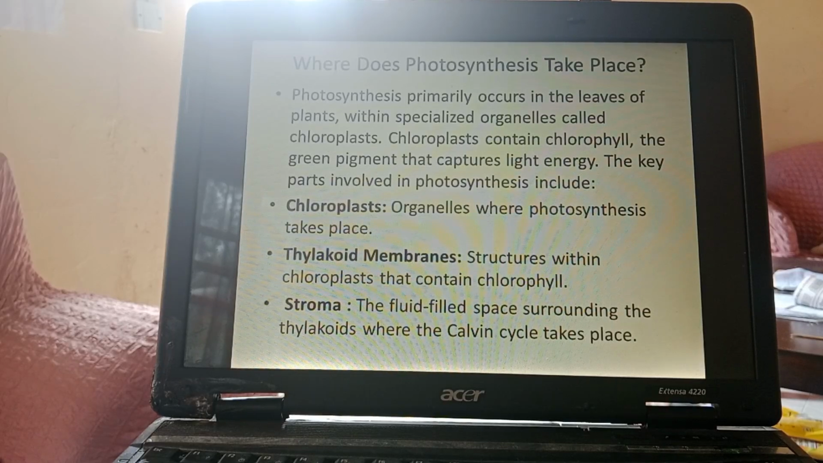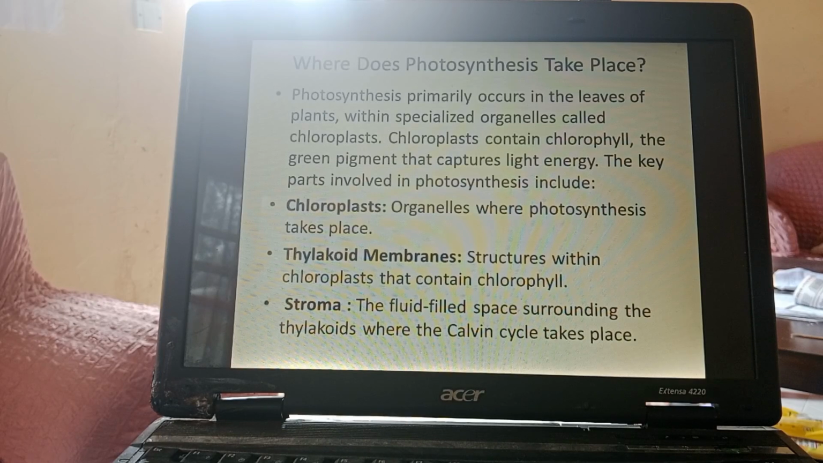Where does photosynthesis take place? Photosynthesis primarily occurs in the leaves. There is a video of the leaf of plants within specialized organelles called chloroplasts. Chloroplasts contain chlorophyll, the green pigment that captures light energy. So the green pigment, why you see the leaves being green is because of the green pigment. And this pigment captures the light energy.